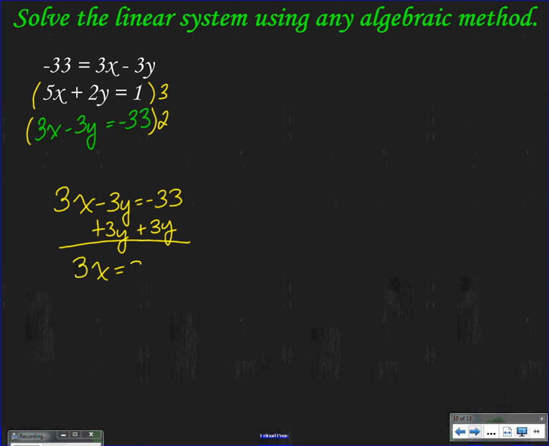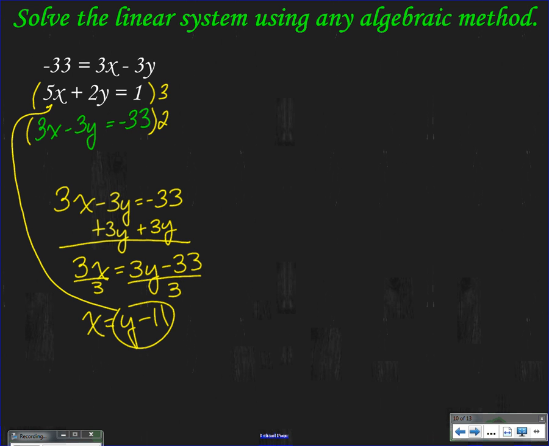3x equals 3y minus 33, divided by 3. And x is going to equal y minus 11. And then I'm going to substitute this back into my second equation wherever there's an x. Okay? So that's what I would do.